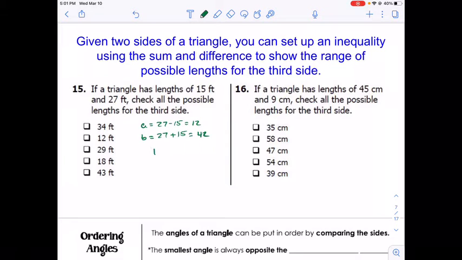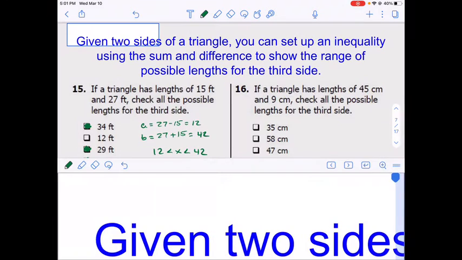So now we know our answer is going to be 12 must be less than x, which is less than 42. So we want to see which ones will fall into this category. 12 does not because it's not equal to. 34 does. 29 is bigger than 12 but less than 42. 18 is bigger. And 43 is outside the range, so those are our only three. So let's try this next one. Let you guys try this one and see how you do.